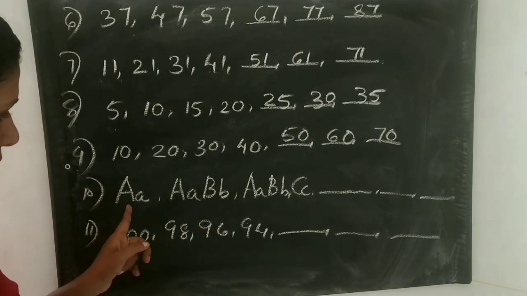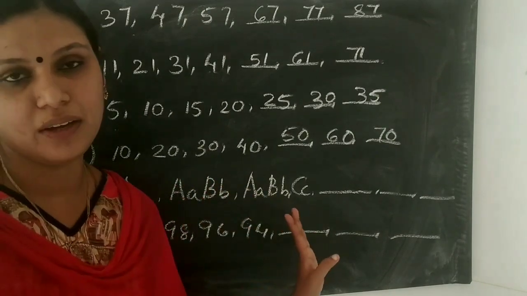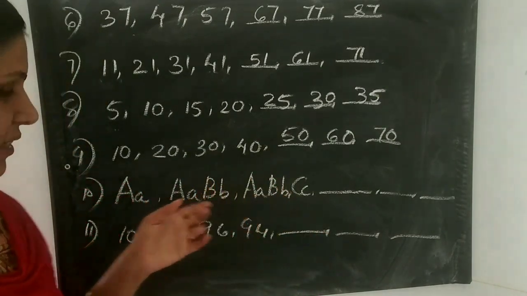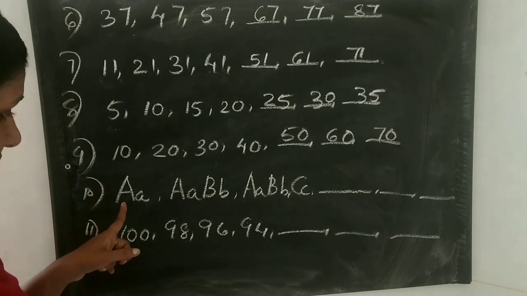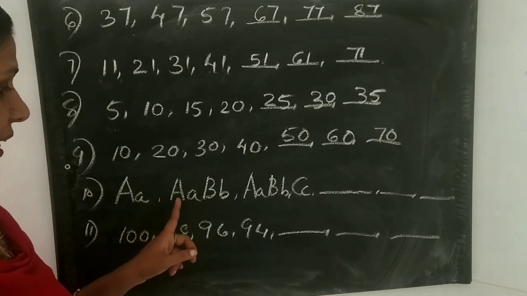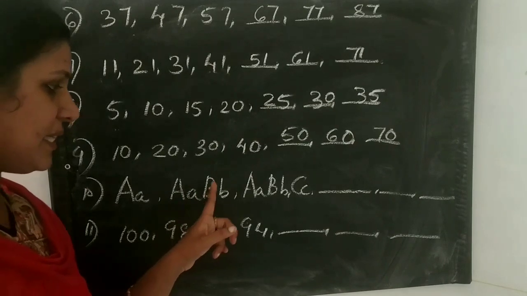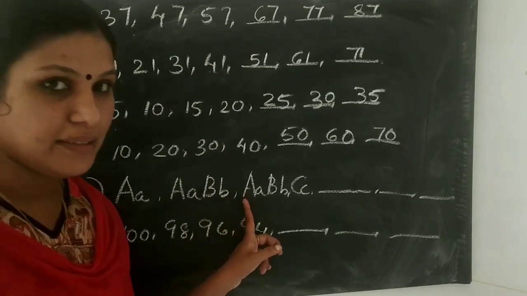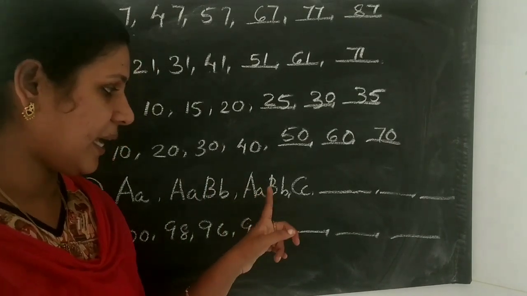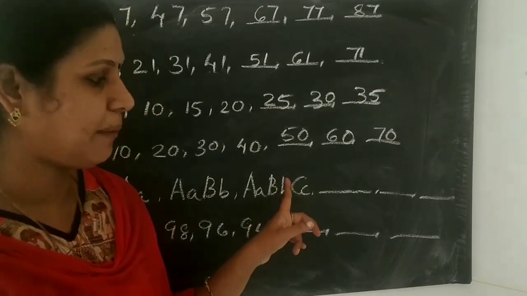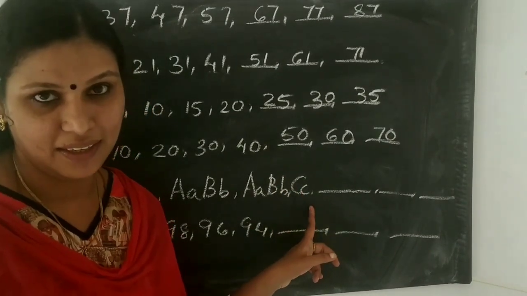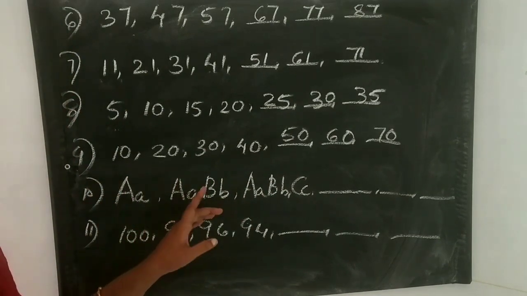Okay. Here, see children, here alphabets. With these alphabets, first we have to find what's the rule. That's the rule behind it. Here, capital letter A, small letter A. Capital letter A, small letter A, capital letter B, small letter B. Capital letter A, small letter A, capital letter B, small letter B, capital letter C, small letter C. Okay, that is A, B, C.